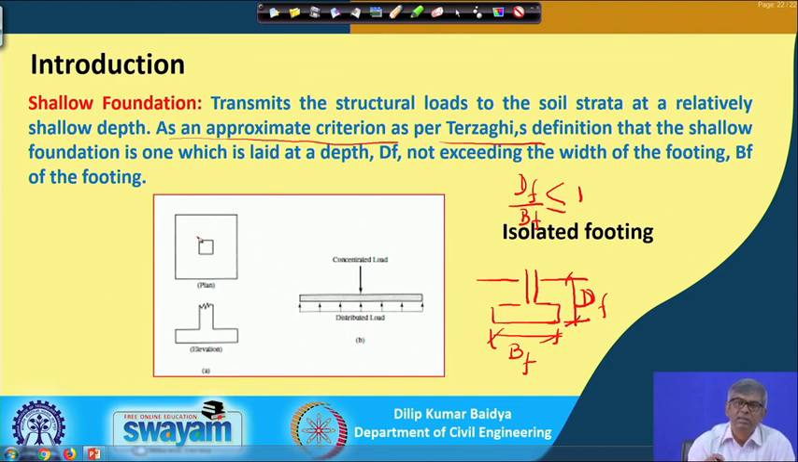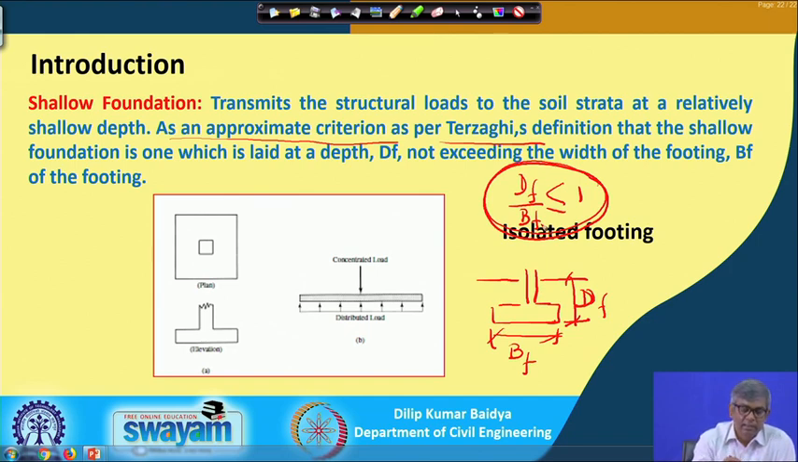And most of the foundations I have mentioned, that is isolated footing, strip footing, raft footing, combined footing, all actually have depth varying between 1 to 2 meters absolute depth, and really that is shallow depth. And if I give a general guideline, it is actually Df by B less than or equal to 1.